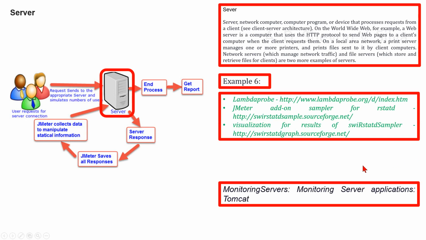Now we are considering Tomcat in monitoring server applications in Monitoring. Now we are considering monitoring server applications in monitoring servers. This is under Tomcat here. The lambda prawn, this is the web address, and JMeter add-on sampler for rstatd. This is the web address, and visualization for the result of rStat sampler. SWI rStat sampler. Here the web address.